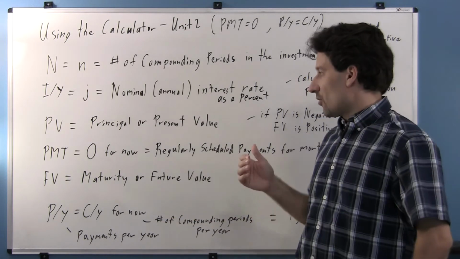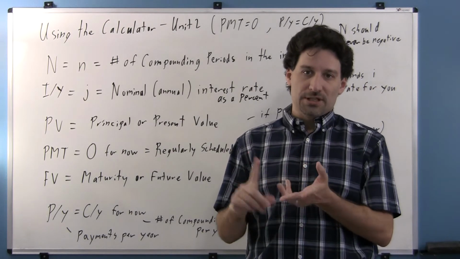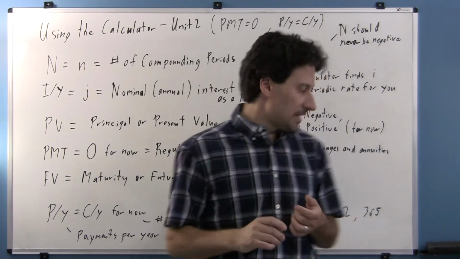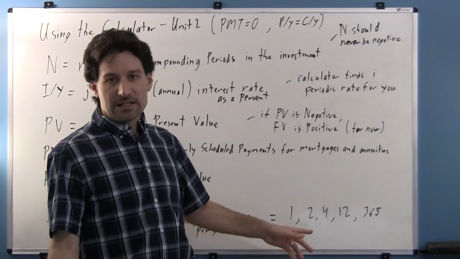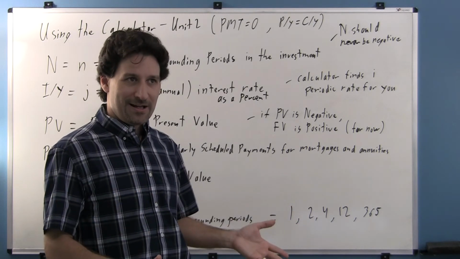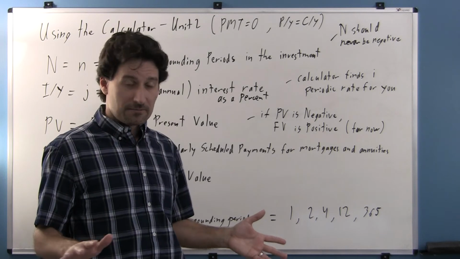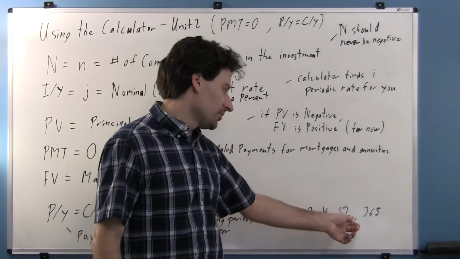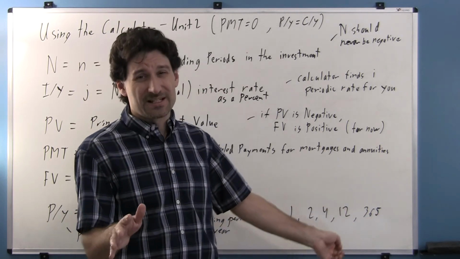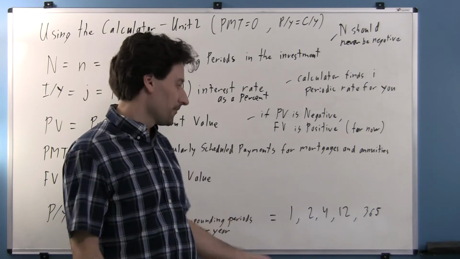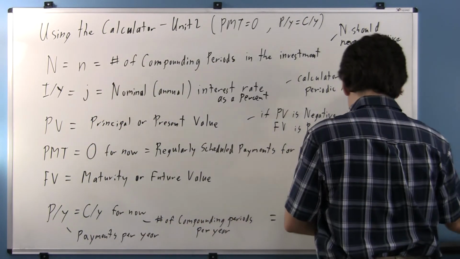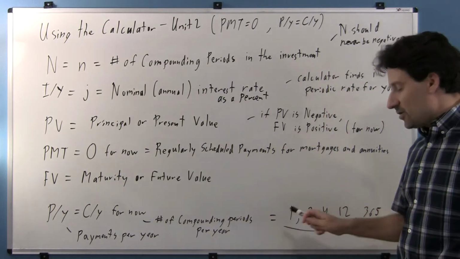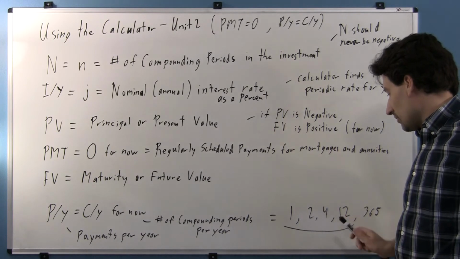So that is your annual, semi-annual, quarterly, monthly, possibly daily. Like I say here, PY and CY for this unit is always going to be either 1, 2, 4, 12, or maybe 365 if you have daily compounded interest. But mainly those first 4. So, in particular, 1, 2, 4, and 12. Right? Annually compounded interest, semi-annual, quarterly, monthly.